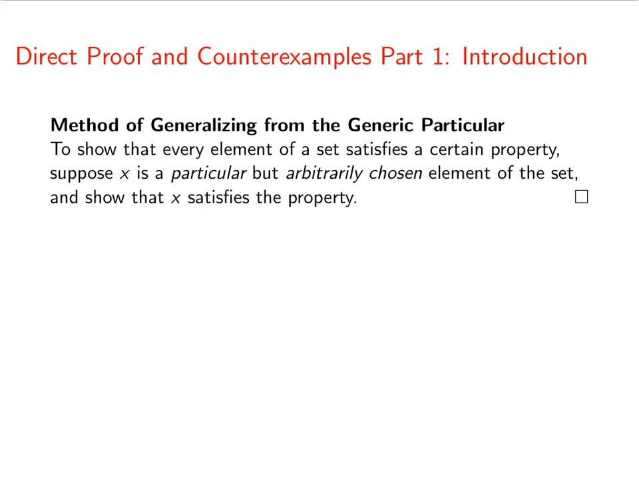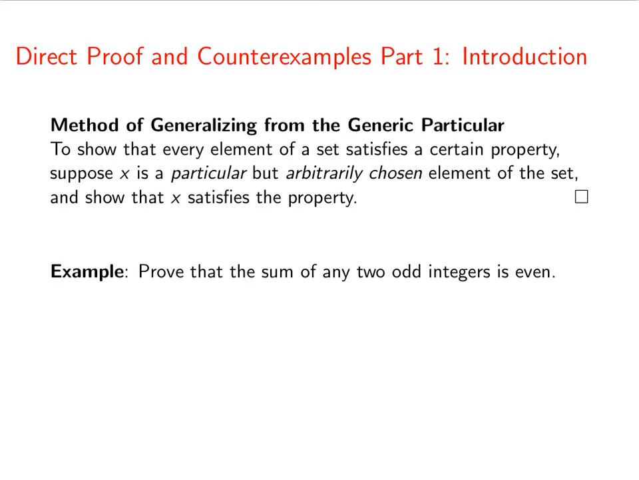It says that in order to show that every element of a set satisfies some particular property, we suppose that x is a particular but arbitrarily chosen element of the set. And then we show that x satisfies whatever property we're interested in. So as an example, let's prove that the sum of any two odd integers is even.